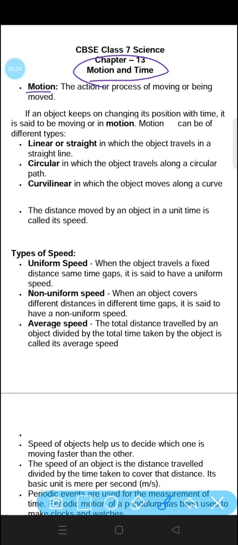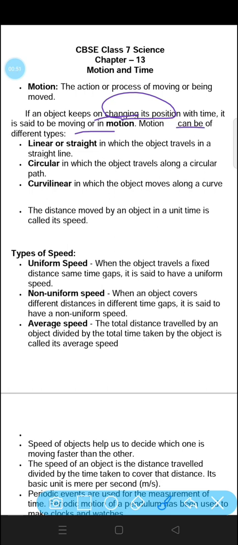Motion is nothing but a process of moving or being moved. It doesn't matter if it is moving from its own choice or it is moving with any force. If the object is continuously changing its position, we will say it is in motion. If an object keeps on changing its position with time, then we can say the object is moving, or we can say it is in motion.